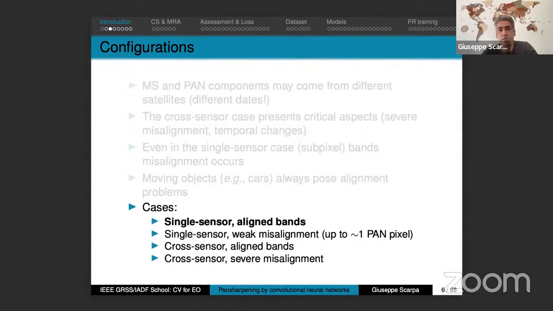In summary, we can classify different cases as follows. We can have a single multi-resolution sensor with registered bands or with a weak misalignment. If you are doing cross-sensor fusion, then you can have aligned bands or severe misalignment. Saying aligned bands means we are implicitly assuming that the registration problem is addressed separately. In this talk, we will assume the simplest configuration of a single sensor with well-registered bands.